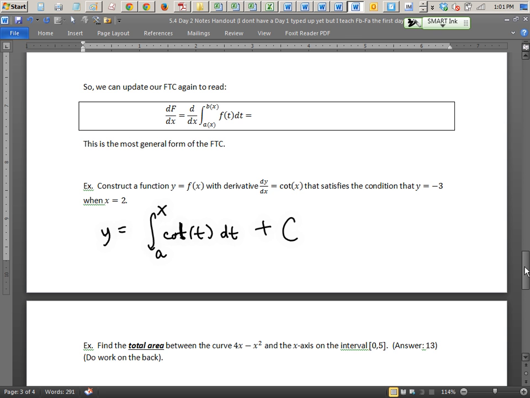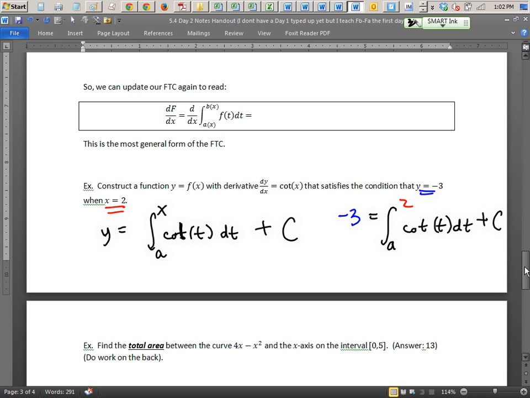All right, so let's see. I want y to be negative 3 when x is 2. So when x is 2. How in the world am I going to guess what a and c are? Actually, it's really easy. If I make a 2 right now, what's going to happen? 0 out c from -3. This integral is going to vanish. Isn't that true? If I make a 2, the area between 2 and 2 is exactly 0, right?